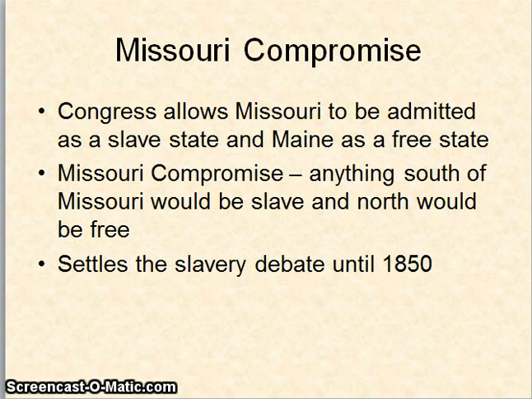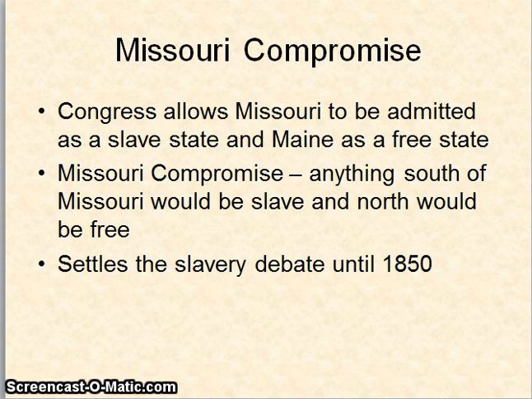So this compromise, and a compromise is a give and take. Okay, so the compromise is reached. Congress agrees that Missouri is going to be admitted as a slave state, and Maine is going to be a free state. When they do that, that means you're going to have an equal number of slave states and an equal number of free states. So the balance in Congress is constant.